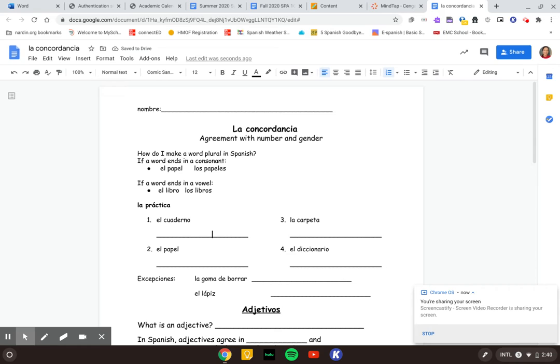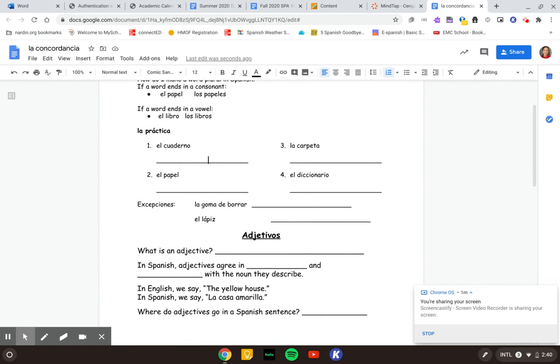So práctica, we have el cuaderno would become los cuadernos. La carpeta would become las carpetas. El papel would become los papeles. And el diccionario would become los diccionarios. So we're going to go into adjectives today.